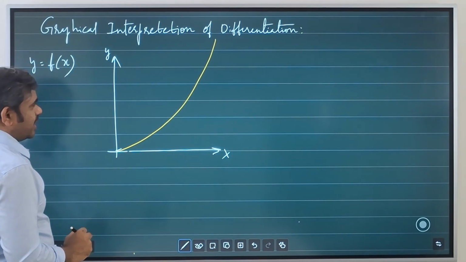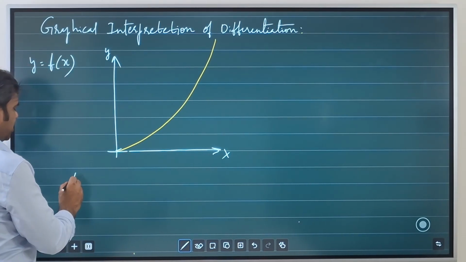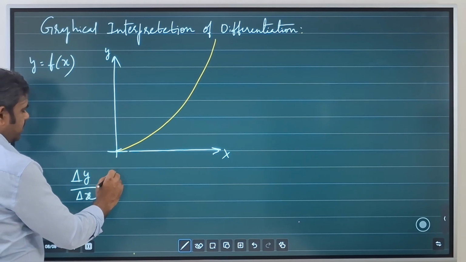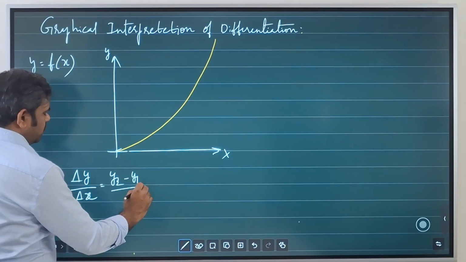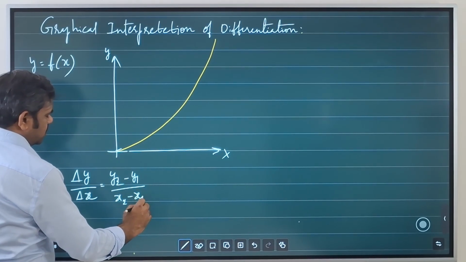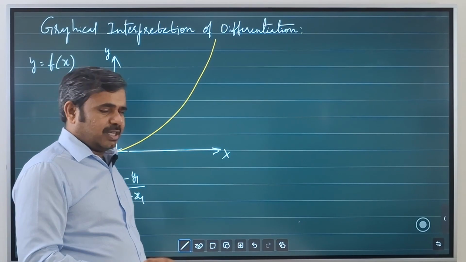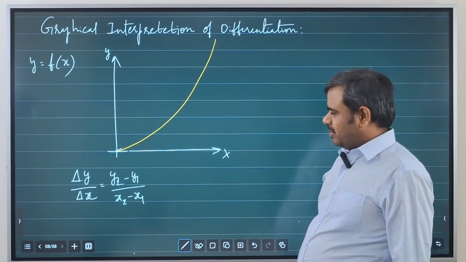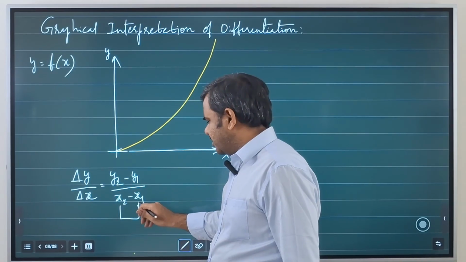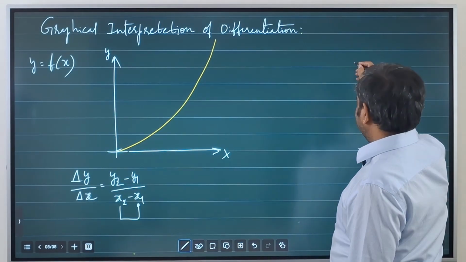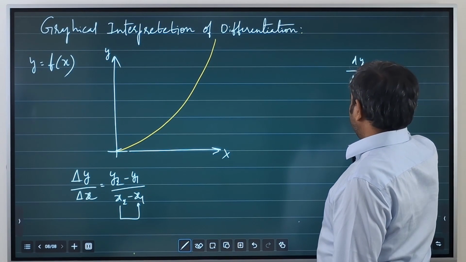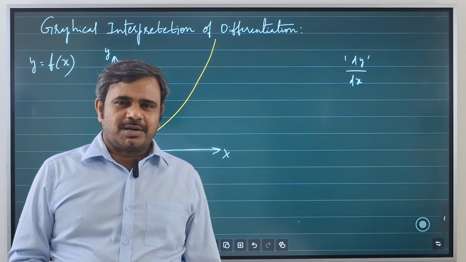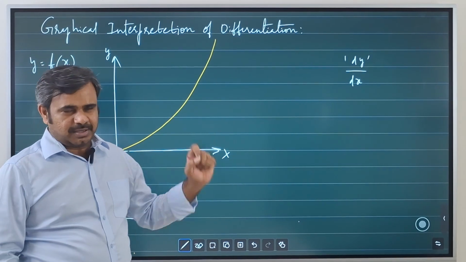But look at the rate of change. What do we mean by rate of change? Delta y by delta x, or y2 minus y1 by x2 minus x1, is the rate of change in y with respect to x in a given interval of x. This is the rate of change in this interval of x. What is dy by dx? dy by dx is the rate of change in y with respect to x at a given value of x.